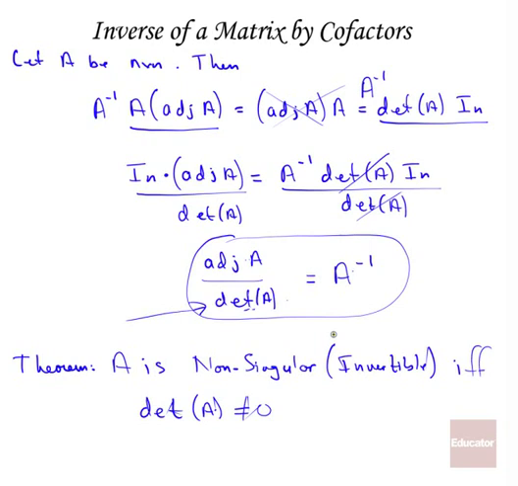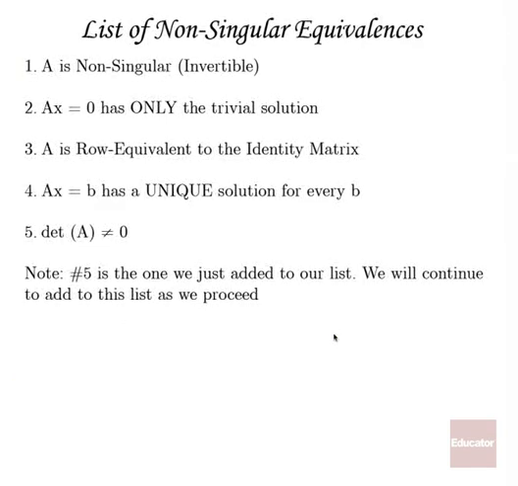Okay, let's add to our list of non-singular equivalences. You remember last time we had a list where we said if A is non-singular, meaning invertible, we can draw other conclusions that are equivalent to it. We're going to continue to add to that list, and the list is going to get rather long, but it's going to be a very powerful list. So we have: A is non-singular, invertible.